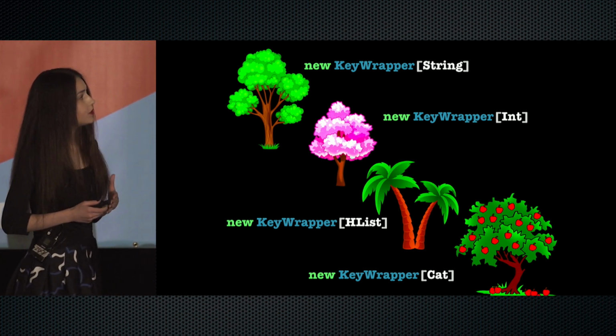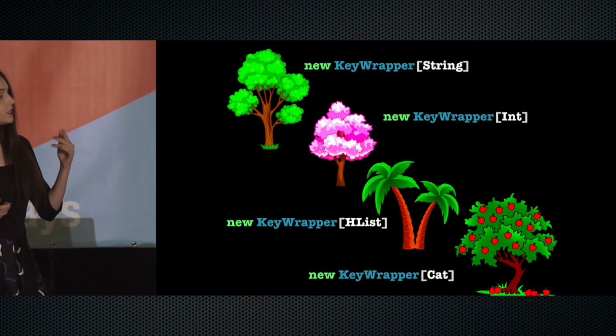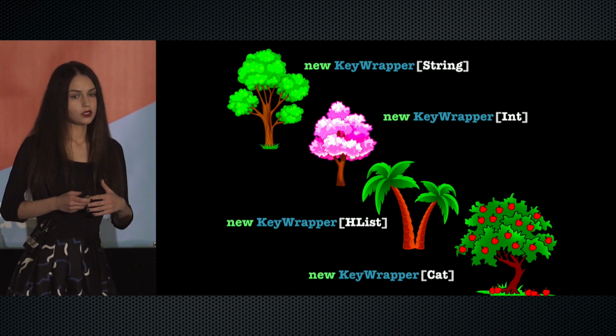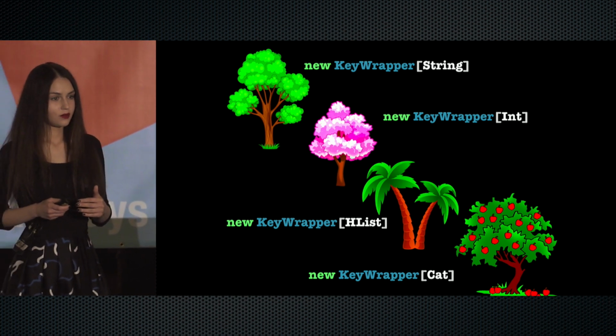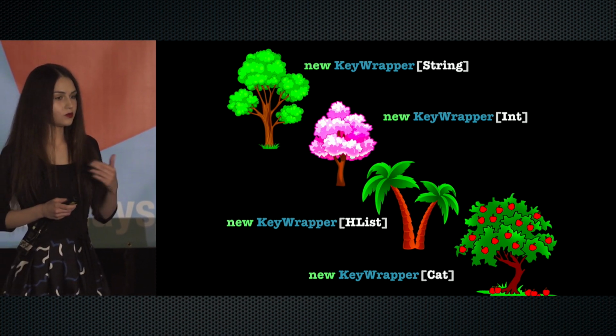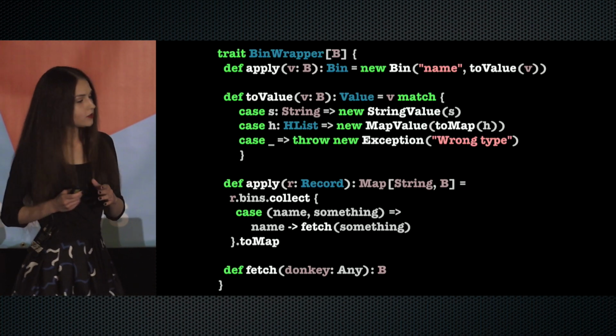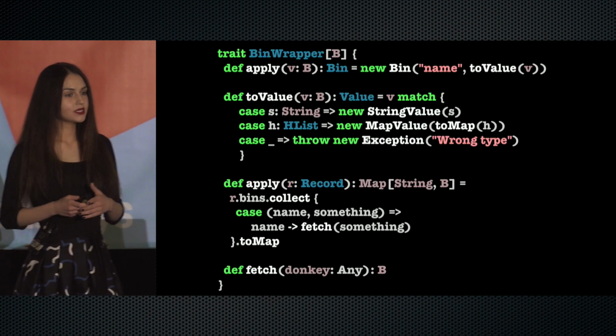Instances of key wrappers of different types, like string, int, HList, and so on, will be generated at compile time. So it's not exactly magic, but the code is there, and the compiler wrote it for you. And now is the most interesting part, the bins.